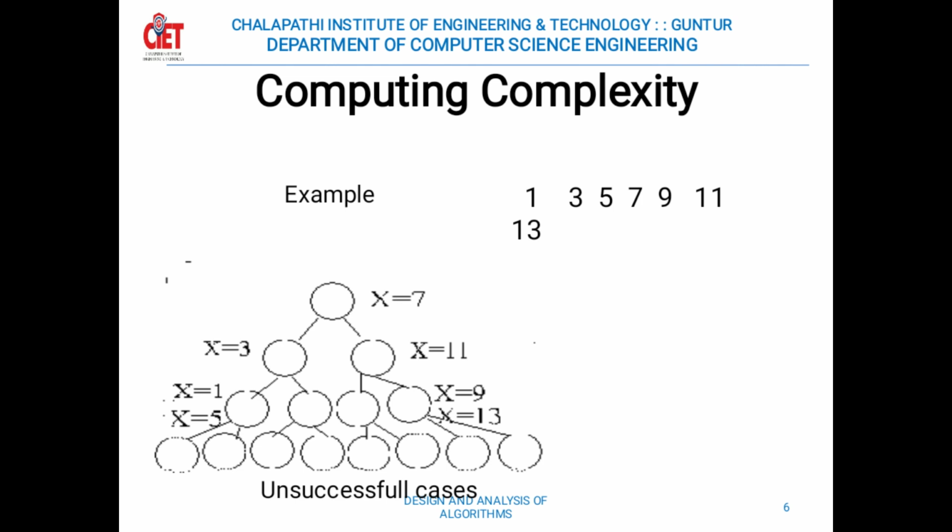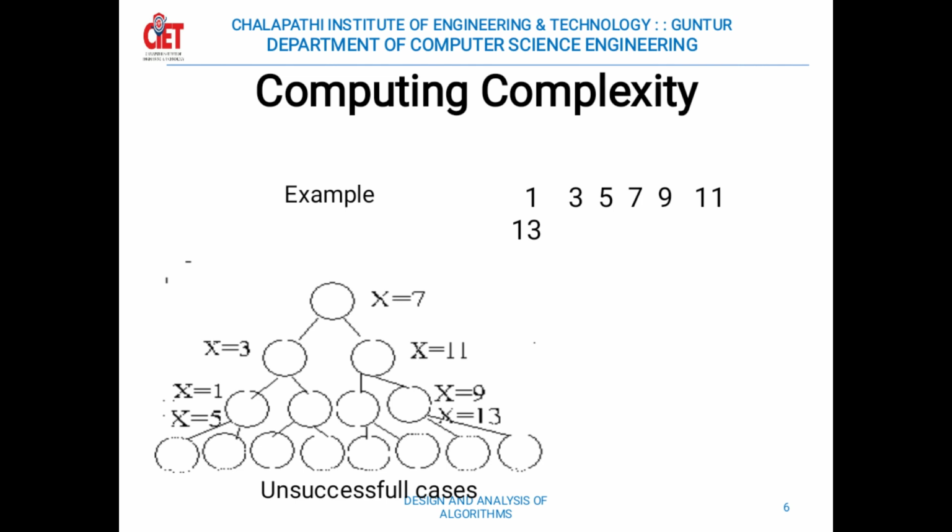Here we take a simple example. There is a list of elements in ascending order: 1, 3, 5, 7, 9, 11, 13. The key element to be searched is 2. First, it verifies the problem size: lower index is 0 and higher index is 6. So i is not equal to j, lower index is not equal to higher index. Then we calculate the mid value. Mid is equal to 3.